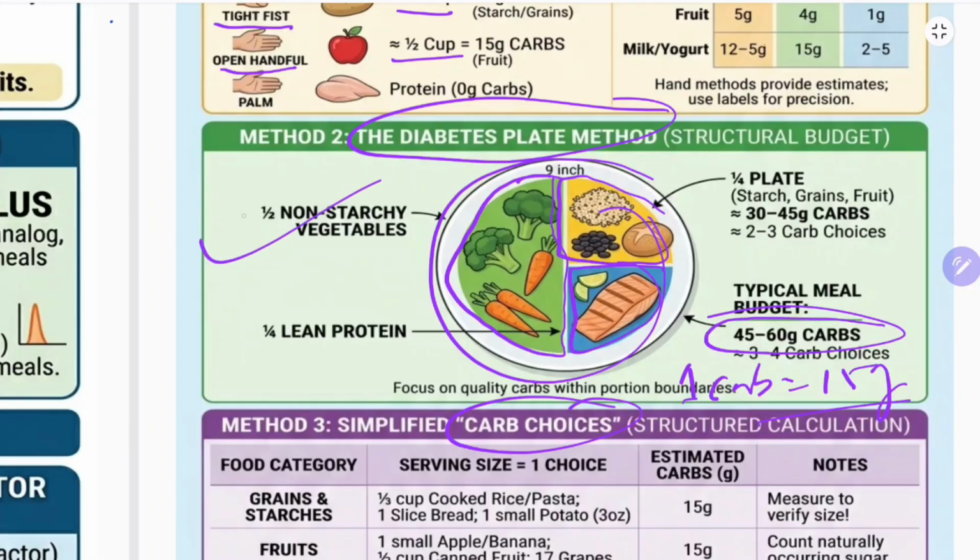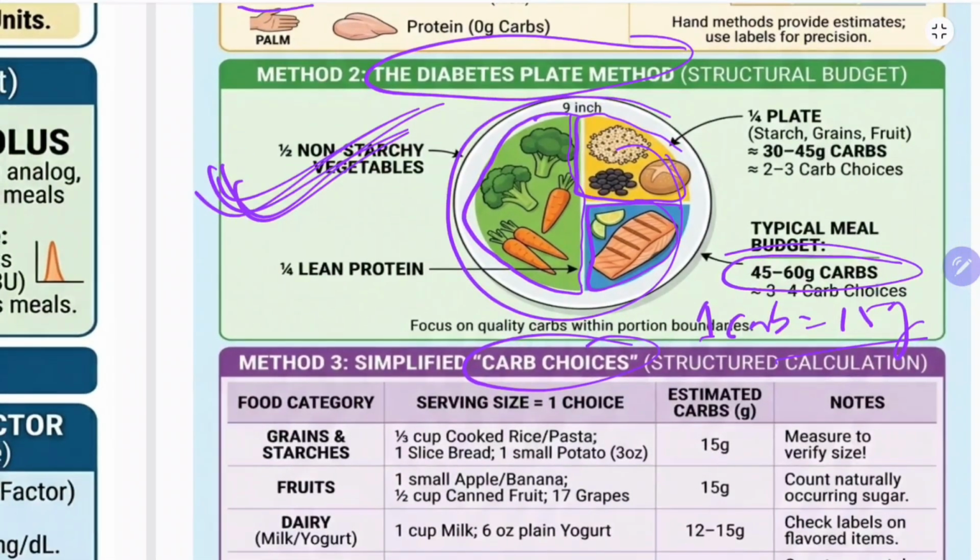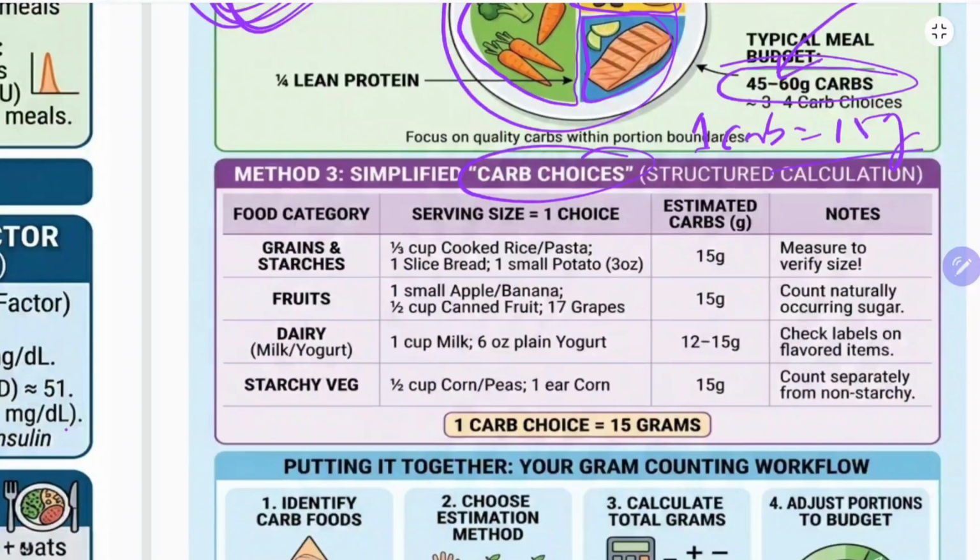This is the easiest method for calculating grams of carbohydrate. If you instruct the patient like that, you can assume the patient is consistently consuming 45 to 60 grams of carbohydrates. The other method is carb choices.